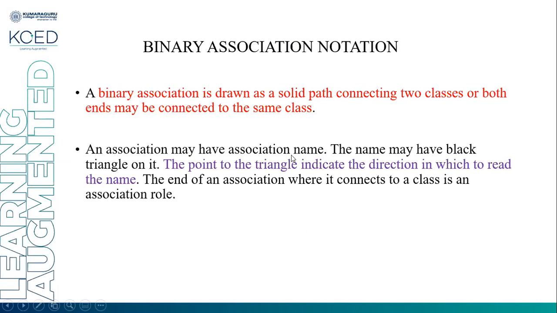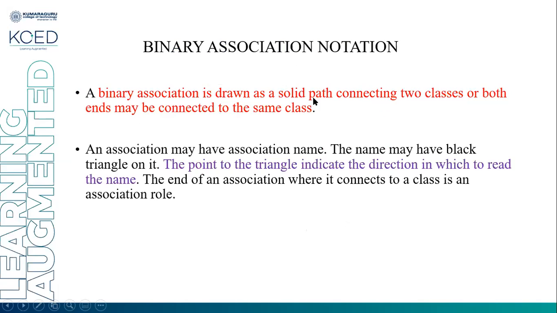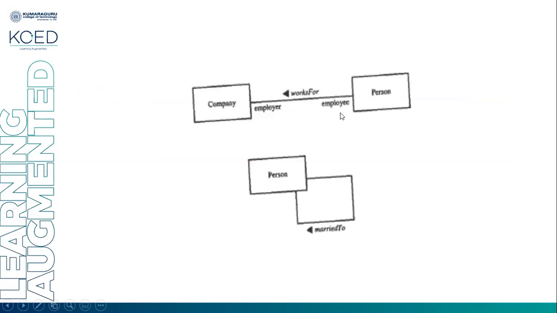An association may have an association name. The name may have a black triangle on it. Here the association name is "works for", and it has a black triangle. The point of the triangle indicates the direction in which to read the name.